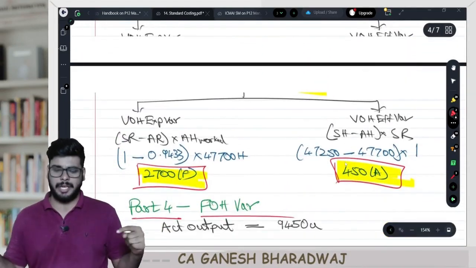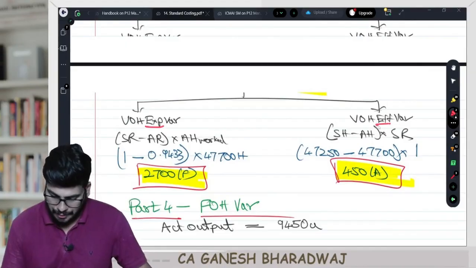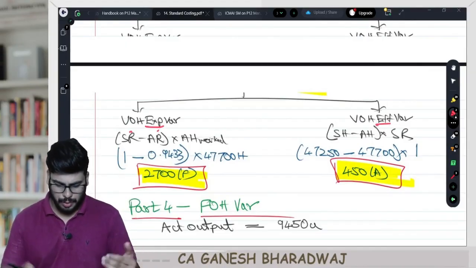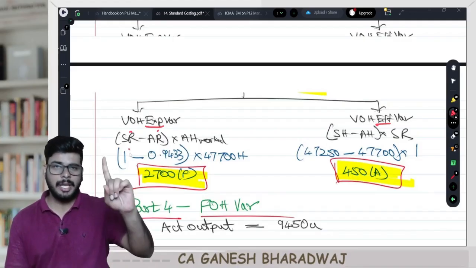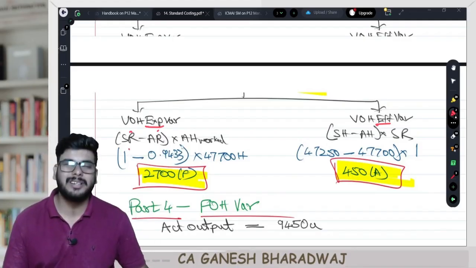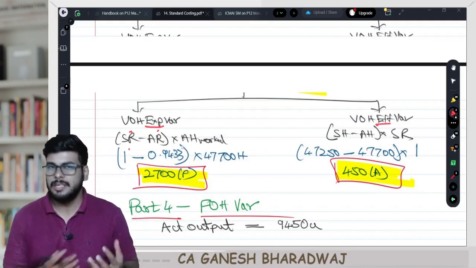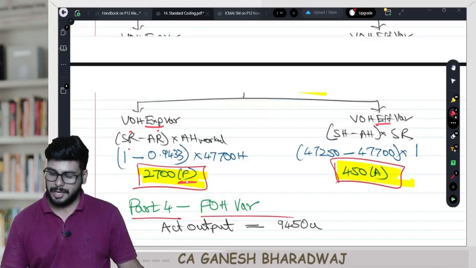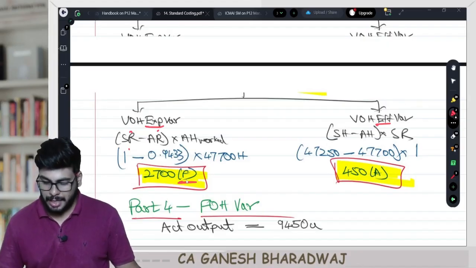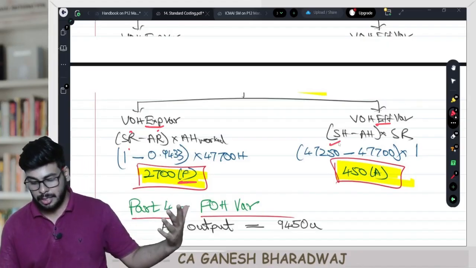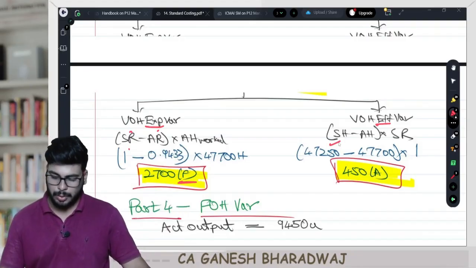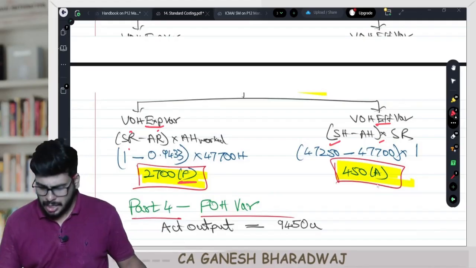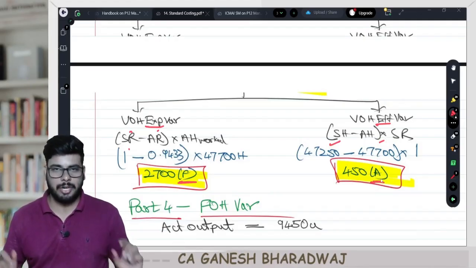Now this gets bifurcated into two: expenditure and efficiency variance. Expenditure variance: standard rate minus actual rate into actual hours worked. So you should have incurred 1 rupee for every hour. You've incurred only 0.94 something. So basically it's a favorable variance. You can do the calculation, you'll get the favorable variance. Similarly, on the efficiency part, standard hours, you were allowed to take 47,250 hours, but you've taken 47,700 hours. You've taken more hours. Clearly it's an adverse variance. The calculation is as follows.